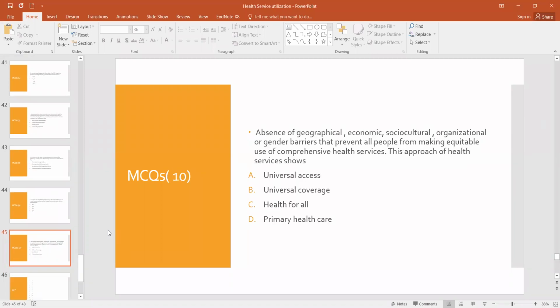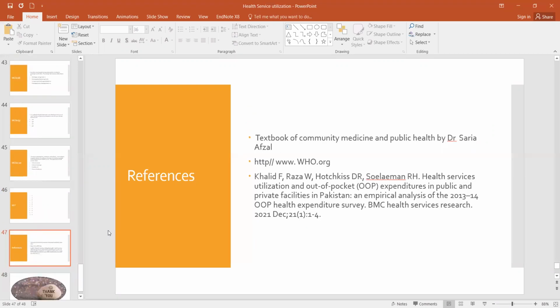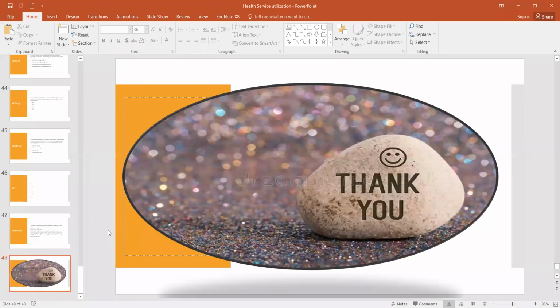Absence of geographical, economic, socio-cultural organizational or gender barriers that prevent all people from making equitable use of comprehensive health services. This approach of health services shows universal access, universal coverage, health for all, or primary health care. A is the right answer, universal access. This is the key of the MCQs, references of my presentation, and thank you.